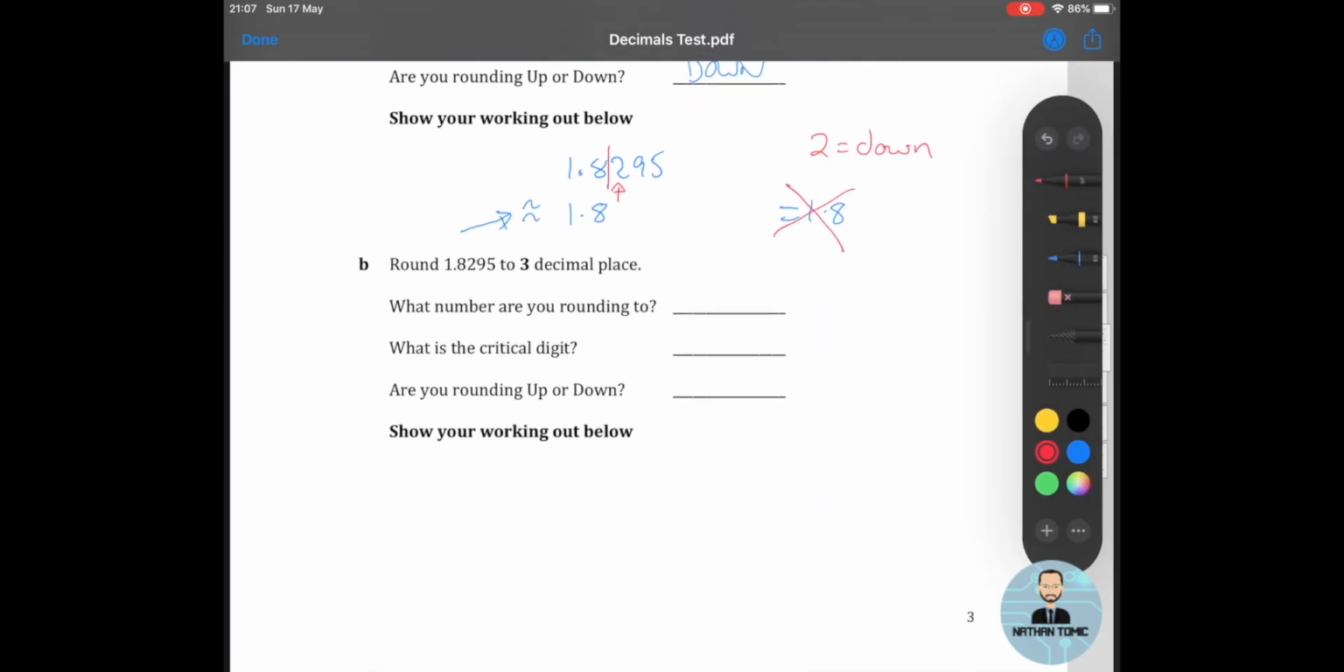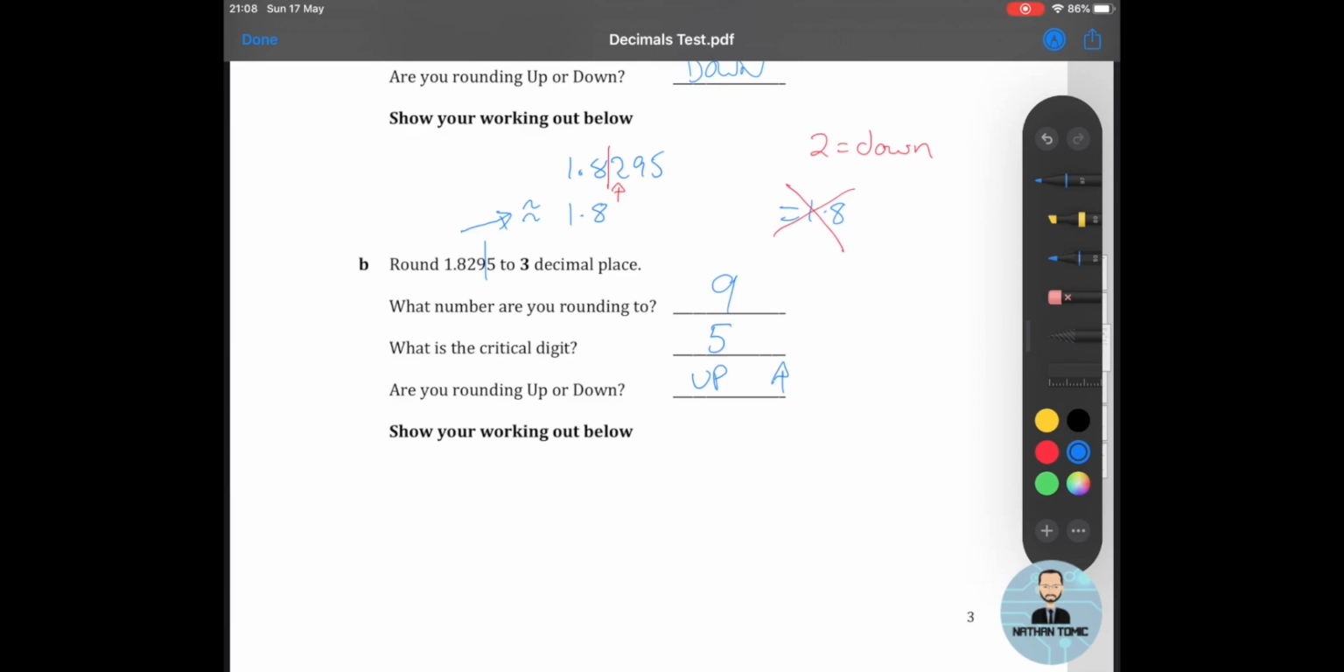B is exactly the same, it's just asking for a different number of decimal places. So again, in the number 1.8295 to 3 decimal places, our cut would happen after that 9. So the first thing we're looking for is the number 9. Our critical digit would then be a 5. And yes, this is always the tricky one. 5, does it go up or down? Well, 5 always rounds up, so we'd write up here. I also accepted people doing arrows, that was fine, I guess.